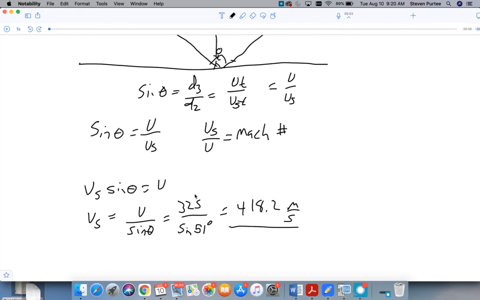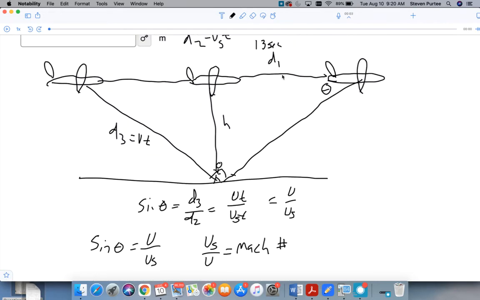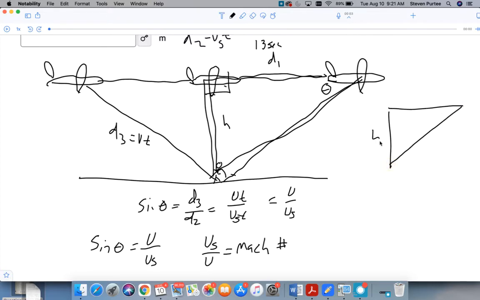Notice that's more than the speed of sound. We could find our Mach number if we were asked for it. Take that divided by the speed of sound, and we're going like 1.25-ish times the speed of sound. Okay, now we're just going to look at this right triangle right here. So I'll redraw it over here. This is what we're looking for, the height of the plane, the altitude.